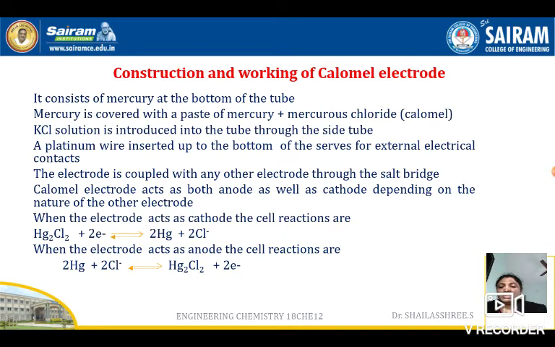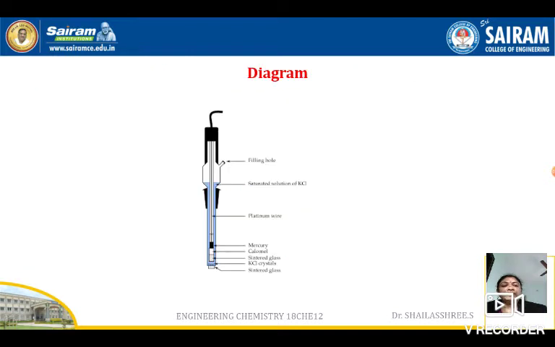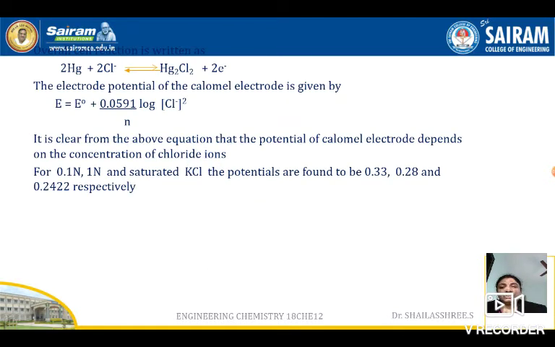Okay, when the electrode is acting as an anode, the cell reaction is 2Hg plus 2Cl⁻ gives Hg2Cl2 plus 2 electrons. And the overall reaction can be written as 2Hg plus 2Cl⁻ gives Hg2Cl2 plus 2 electrons. The electrode potential of the calomel electrode is given by the Nernst equation: E is equal to E naught plus 0.0591 by n into log of chloride ion concentration squared.